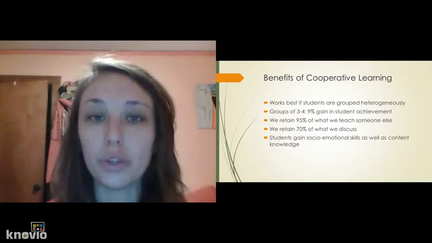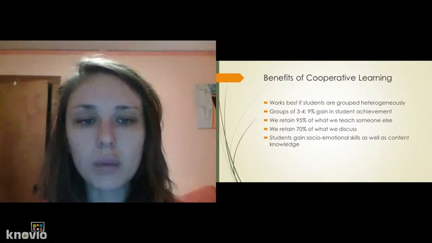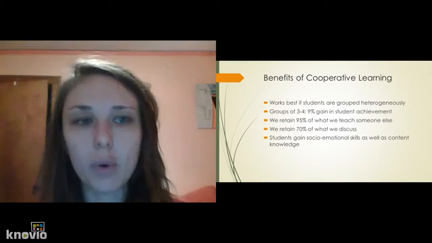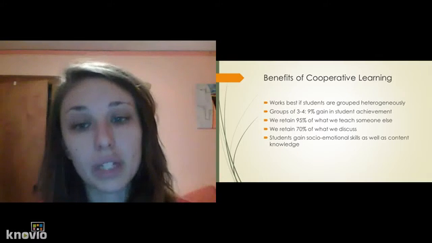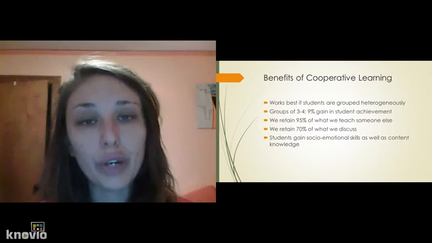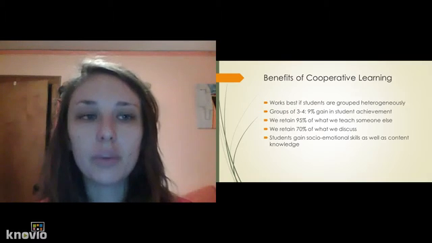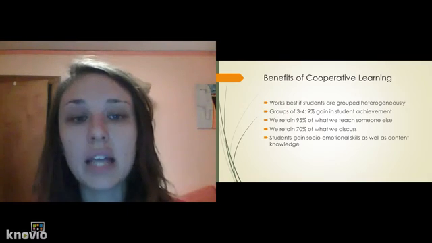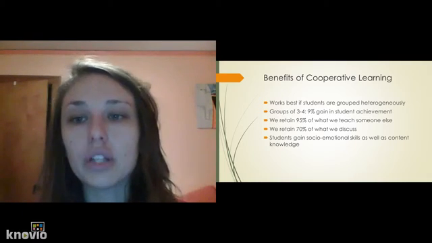So 3 to 4 is really the sweet spot, how many students you want to be in a group. So a couple of benefits is that according to Vygotsky, we retain 95% of what we teach someone else. So through cooperative learning, since students have different roles, they have to share that information, share what they've learned, the content with their peers, and through teaching that, it's a really powerful experience for them to retain that information and to really make it stick.